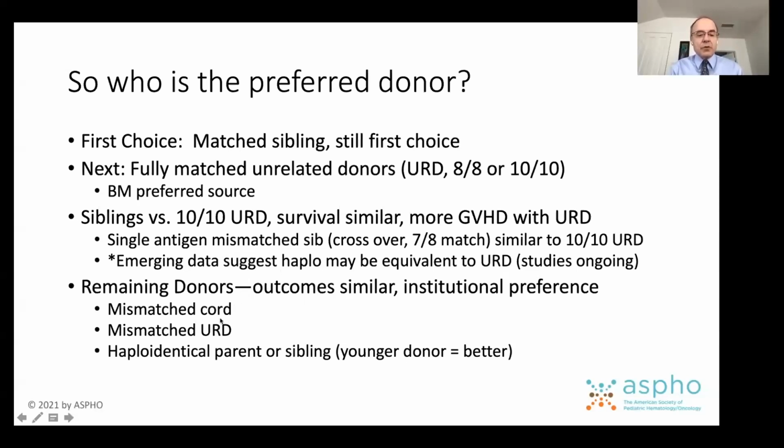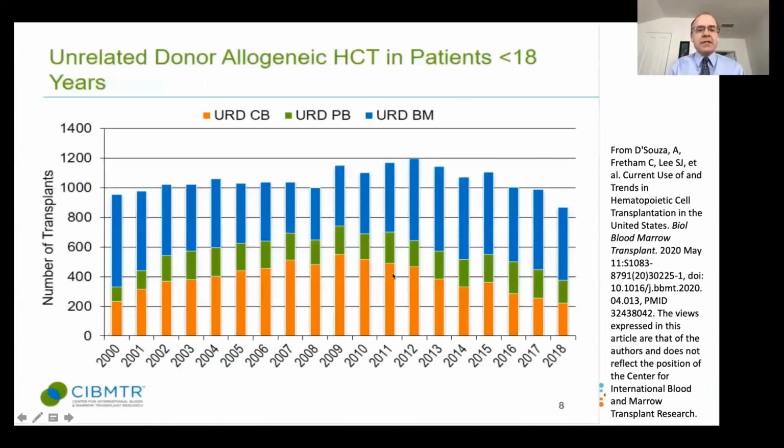The remaining types of donors to address include mismatched cord, mismatched unrelated donor, and haplo. And as I've mentioned previously, haplos are coming forward. Now there's this in-between group where you might have a sibling who's a single antigen mismatch. Those patients have a similar outcome to 10 of 10 unrelated donors, so I put them in the same camp as those donors. This is what has been used.